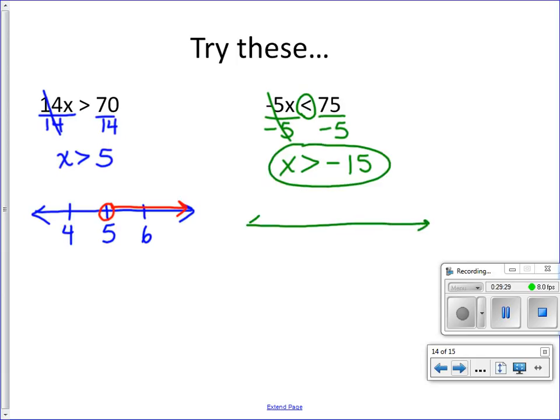And when I go to graph, here's negative 15. And I ask you to do this. Always put at least 3 numbers on your number line. So I like to put the number that I'm going to put my circle or my closed circle at, and then a couple of numbers on either side. All right, so x is greater than negative 15. I'm going to put an open circle since it's not equal to, and then my arrow goes to the right to indicate all numbers greater than negative 15.